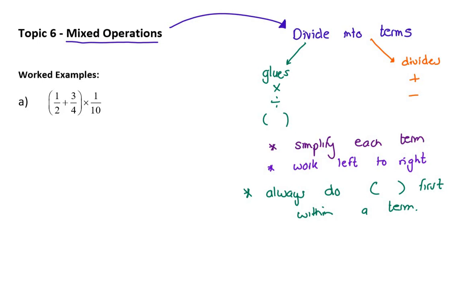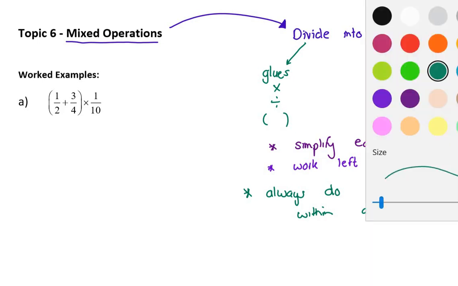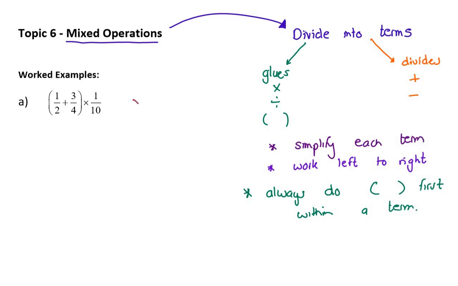If we look at this first example in question A, it says a half plus 3/4, which is in a bracket, multiplied by 1/10. How many terms? Well, this is one term. I do see a plus sign, so I mustn't get confused. This is inside a bracket, and so the bracket overrides that and glues that into one term. Then it's multiplied by 1/10, so it's glued to the 1/10 within the same term. So this is all one term, this entire thing.